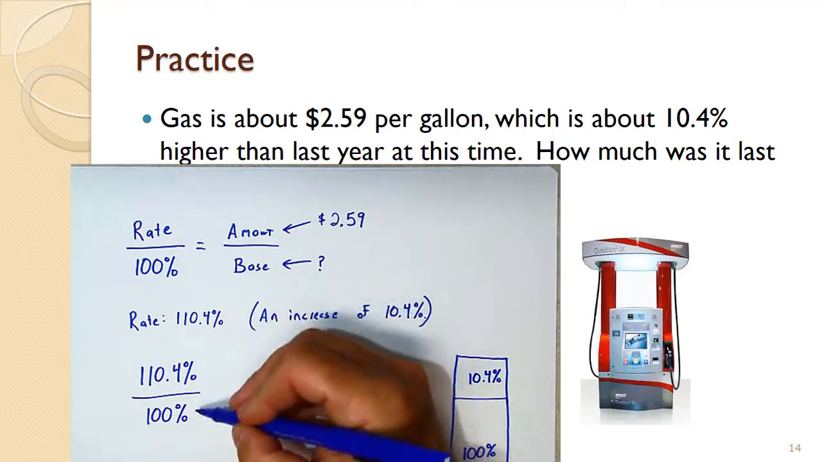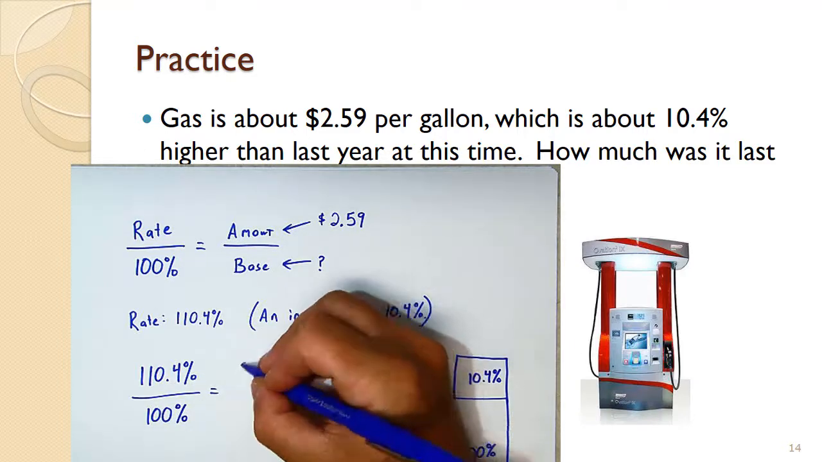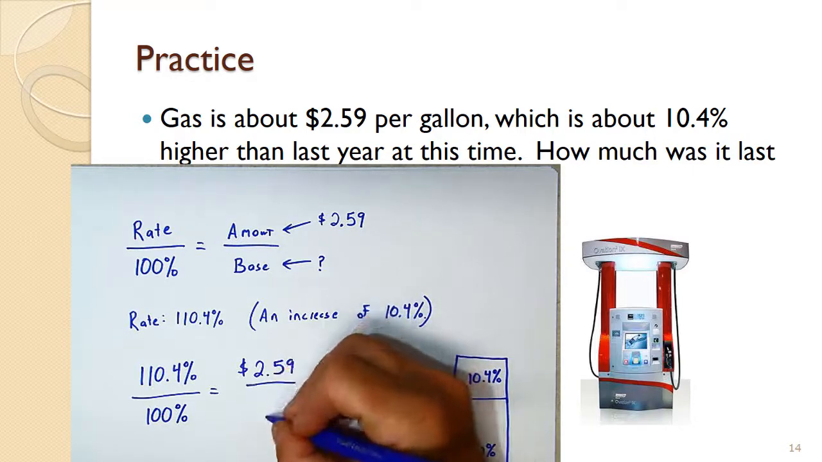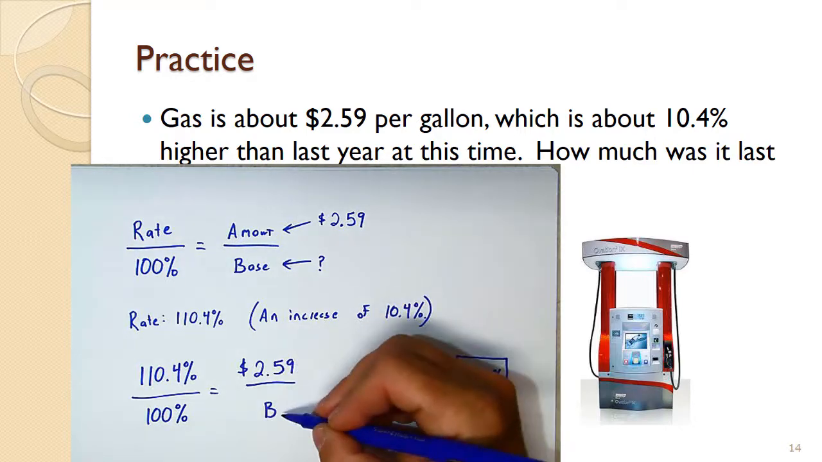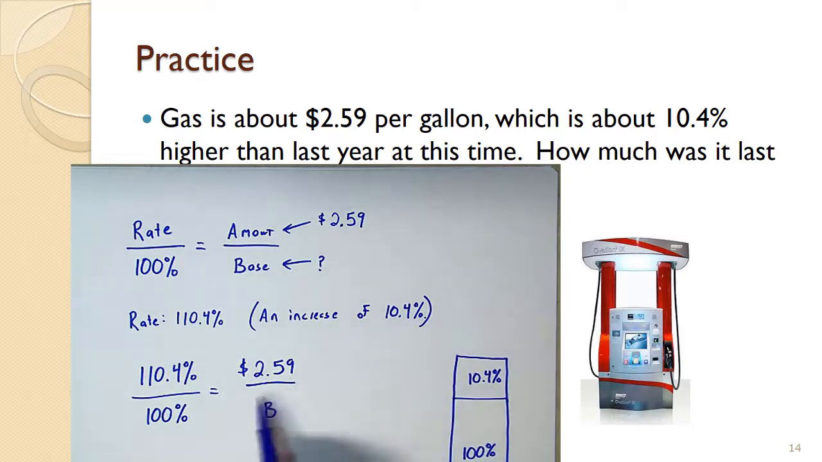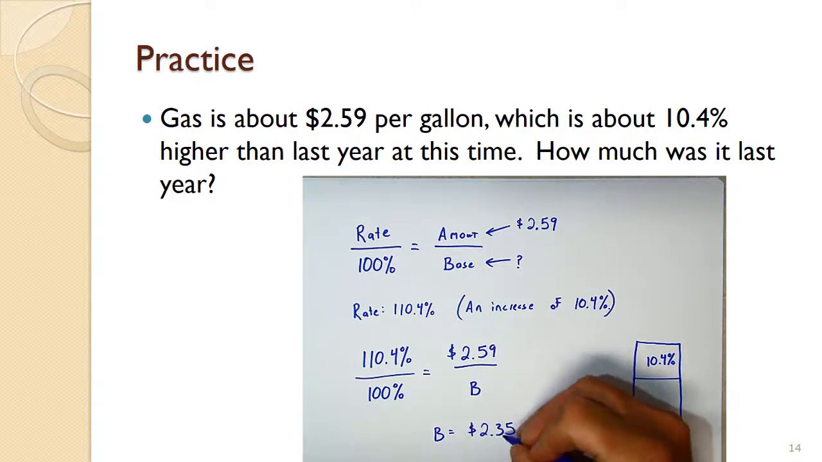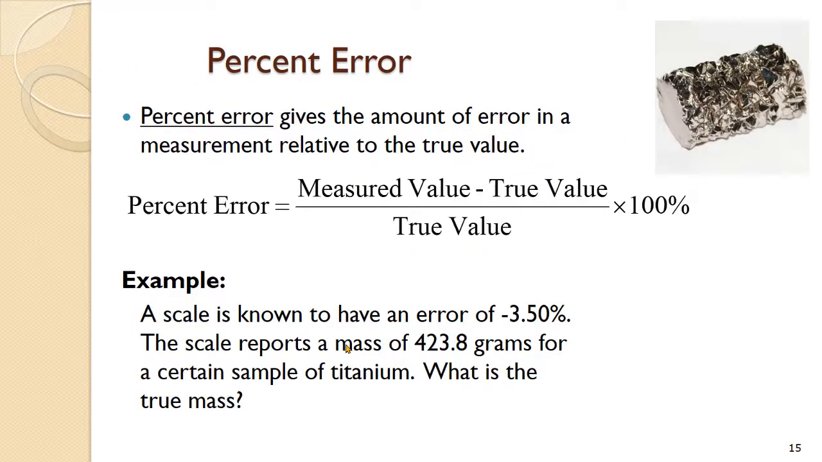That's the new price compared to the old price. And that's going to be equal to our amount of 259 over our unknown base, which is again the new price over the old price. I won't show the work here, but you could take your calculator, 259 times 100 divided by 110.4, and you should end up with a base value of $2.35.